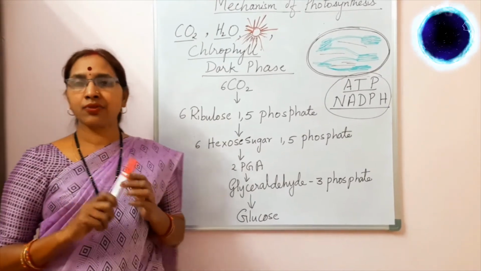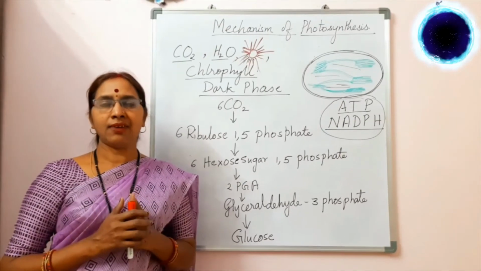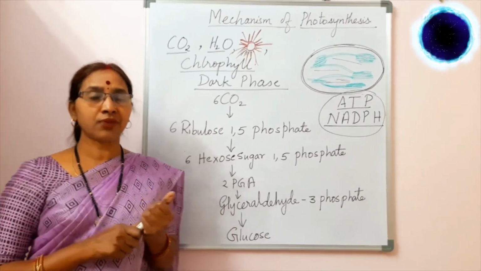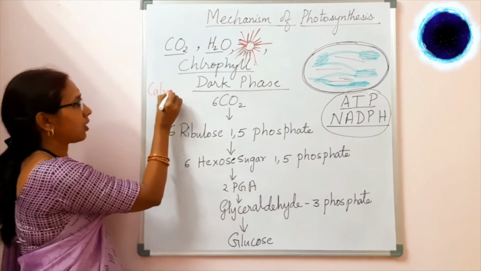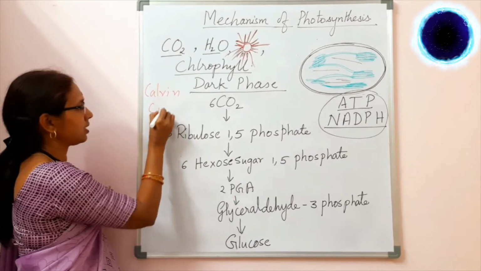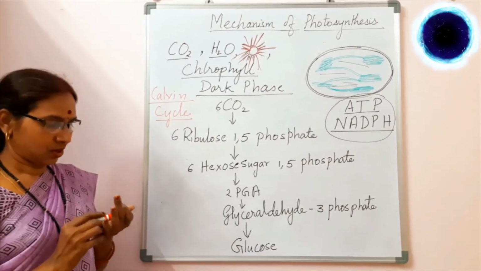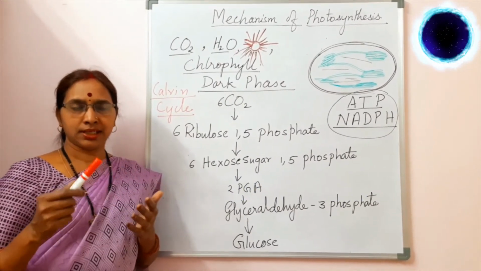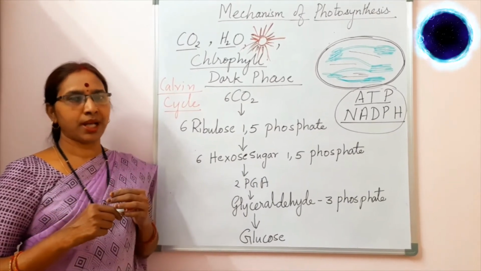This dark phase was investigated by a scientist named Melvin Calvin, and he also received a Nobel Prize for his work. So this dark phase is also known as Calvin cycle, because it was investigated by Melvin Calvin, for which he received the Nobel Prize.